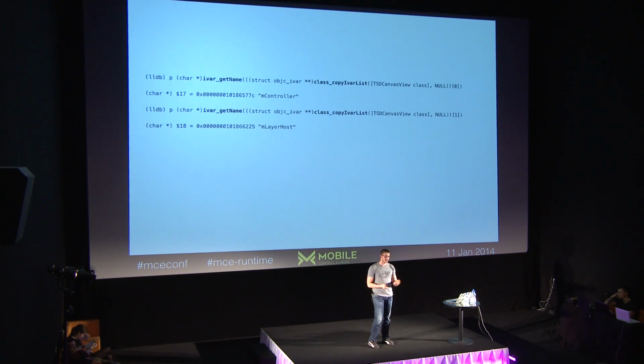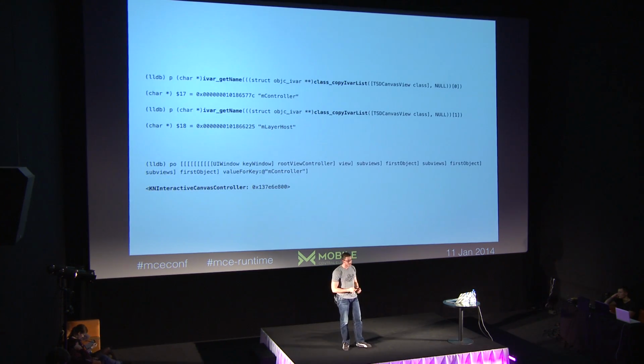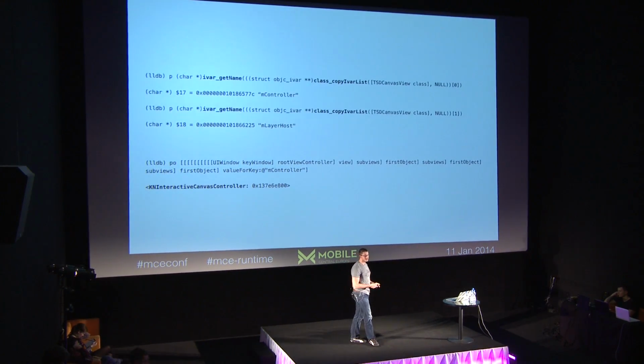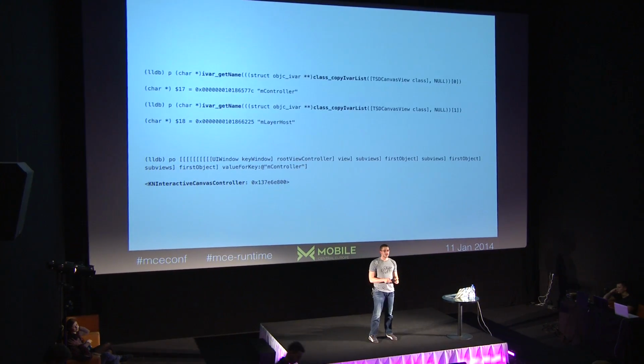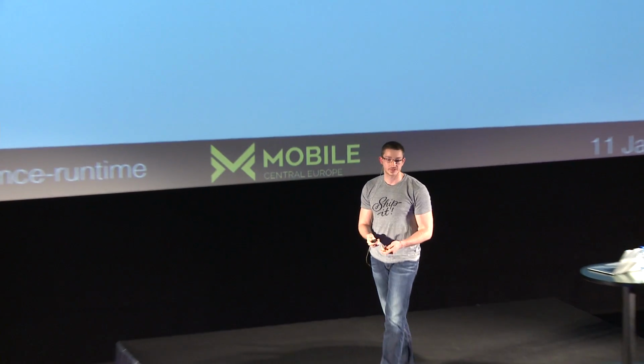And then we figure out that there are two ivars, probably. One is mController and one is a layerHost. And then again, we can use valueForKey to get to those objects and really sneak our way around and slowly figure out how the app was built, what the controllers are, what the subclasses of that are, what methods are implemented. But it's really, as you've seen, tedious.